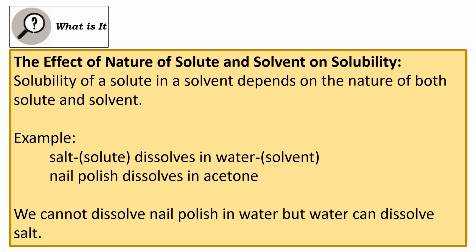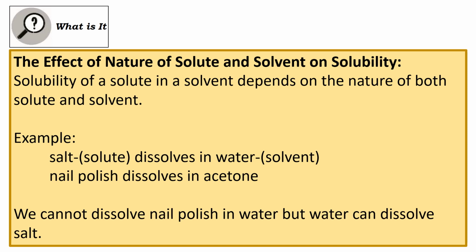Now, the effect of nature of solute and solvent on solubility. Paano ba nakakaapekto ang solute at solvent sa pagkatunaw? At ano yung nature nilang dalawa? So, solubility of a solute in a solvent depends on the nature of both solute and solvent. Pag sinabing solubility, ito yung pagkatunaw. Pag sinabing solute, ito yung tinutunaw. At pag sinabi nating solvent, siya yung tumutunaw. Ngayon, ang una ay ang nature nilang dalawa.